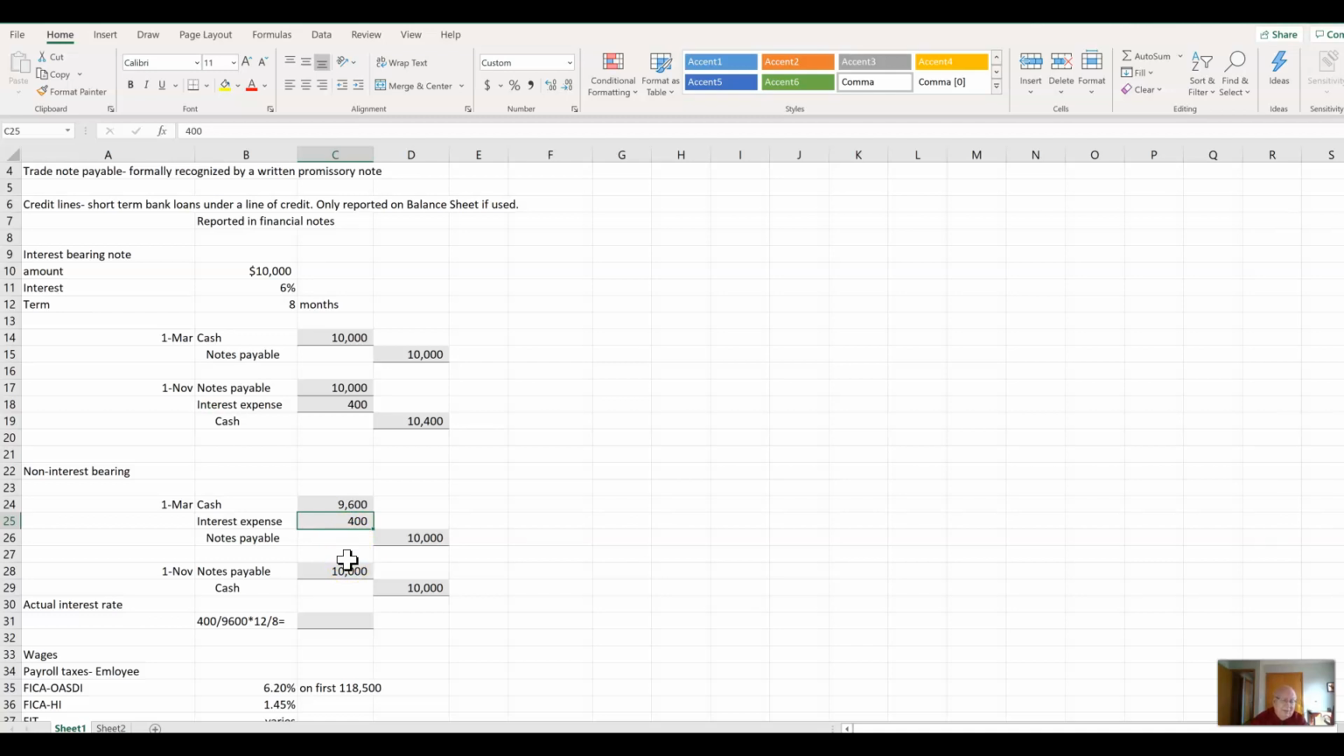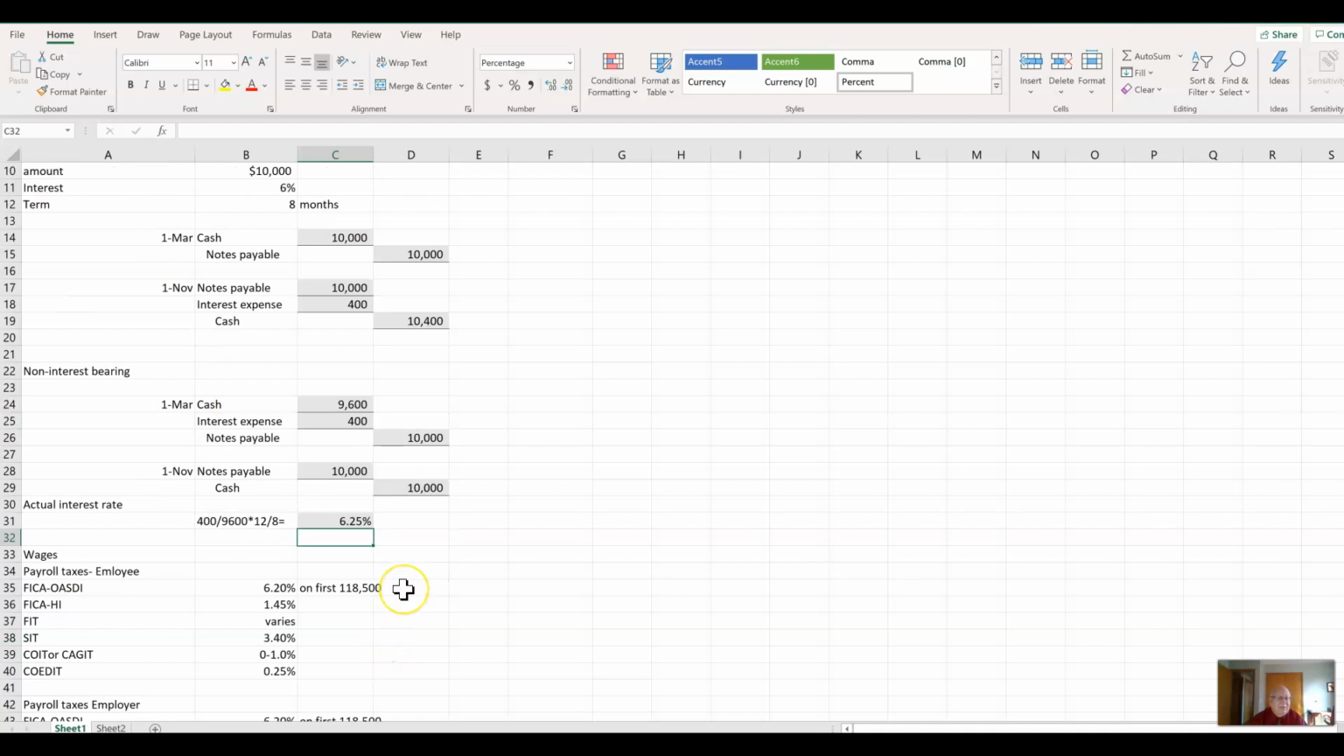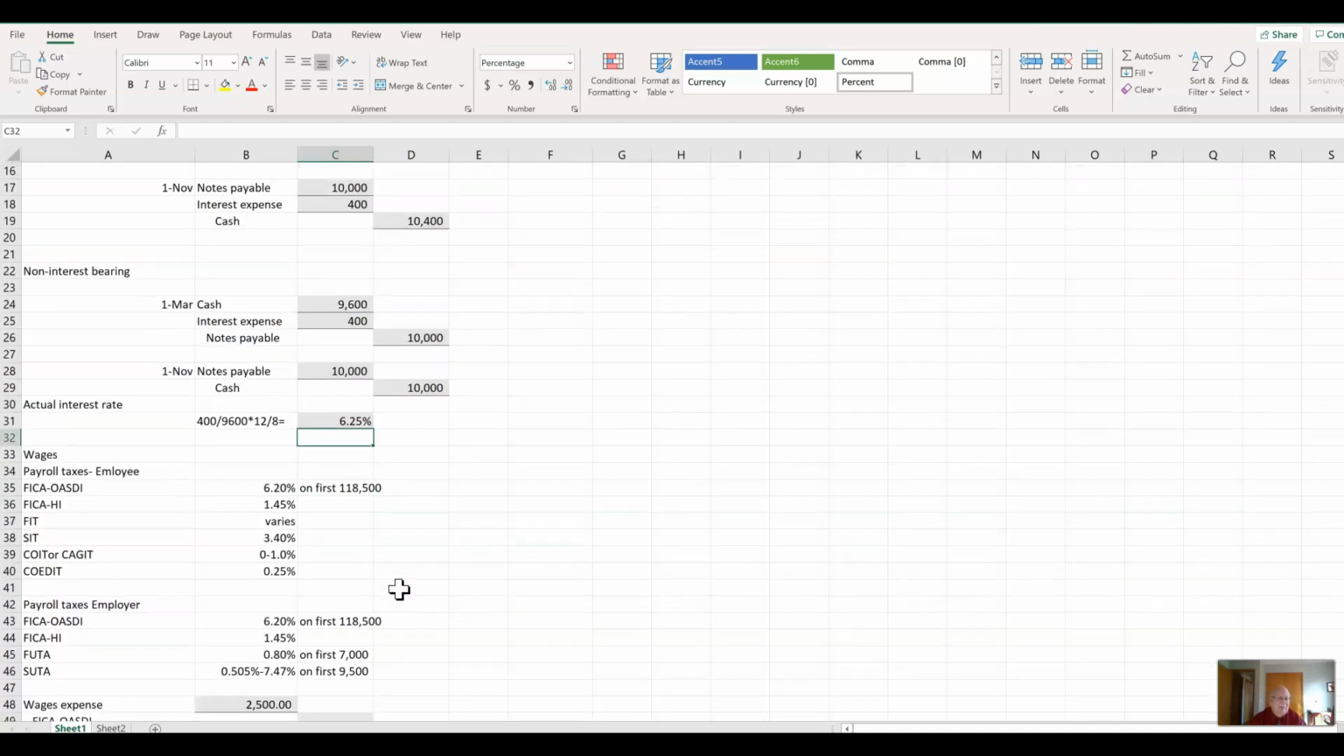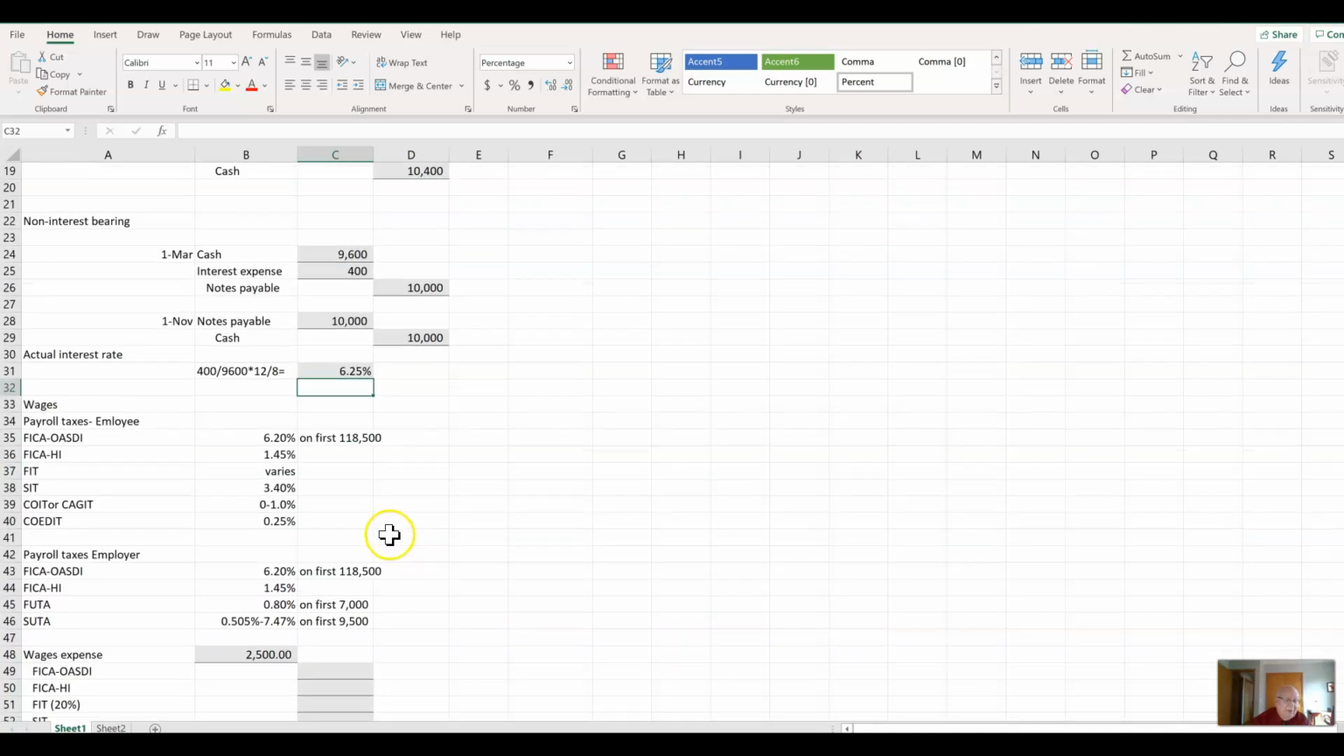payable type of entry. Okay, and then to get your effective rate, you would take the 400 divided by the 9,600 times 12 divided by 8. So the effective rate is 6.25% on this. Okay. So that's for the notes.